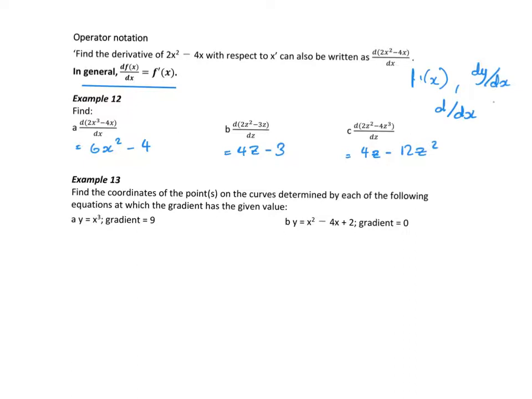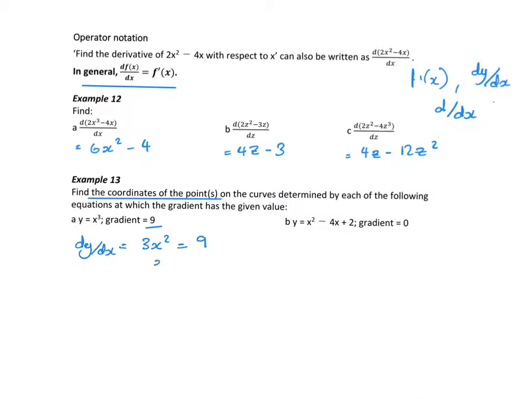So the question says, find the coordinates of the points on the curves determined by each of the following. So we're actually looking for the coordinates of the points on the curve where the gradient is equal to whatever is given to us in the question. All right, so in this first one, we're told that the gradient is 9. But we also know one other thing about the gradient, and that is that dy/dx, which is the gradient, is equal to 3x squared. Well, if that's the gradient and the gradient is 9, then those two things must equal each other.